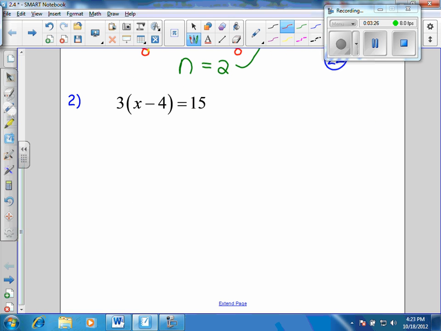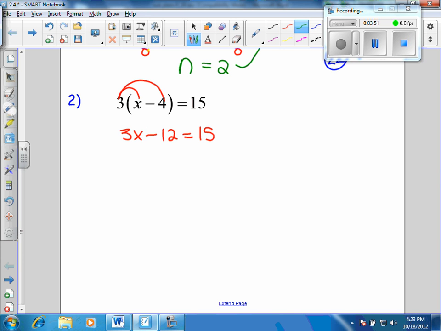The second example involves the distributive property. So remember we talked about different ways to solve the distributive property. Let's practice solving problems with the distributive property. Let's practice multiplying through 3x, and then we have a 3 times a negative 4, so that ends up being subtract 12 equals 15. That brings us to a 2-step problem.